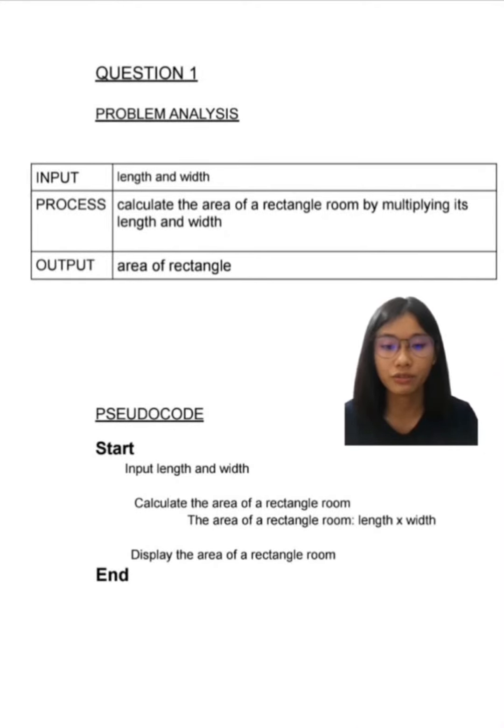Now I'll present the first question in the problem-based task, which is to explain the problem analysis, pseudocode and flowchart to calculate the area of a rectangle room. For problem analysis, we need to create an IPO chart. To print the output, which is the area of the rectangle, we need to assign input, which is length and width. The formula that we need to use in this process is multiplying the rectangle's length and width.